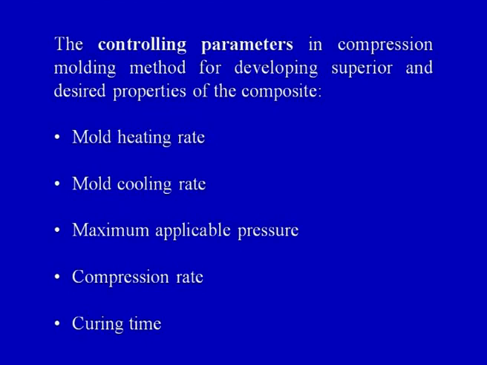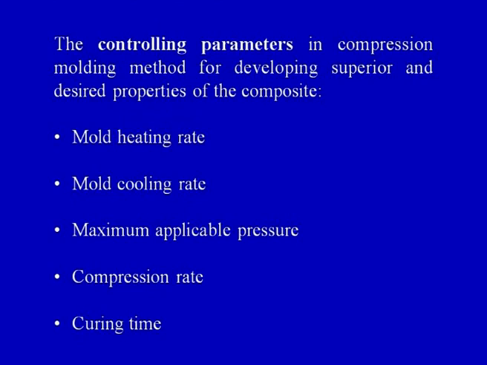Now, these controlling parameters are the mold heating rate: how the mold should be heated, at what rate it should be heated, and for what duration it should be heated. Then the mold cooling rate. Before the next cycle, the mold would have a cooling process. So, how should it be cooled? We can have some water circulation or we can use air cooling. So, we have to see what the heating rate is and what the cooling rate is.